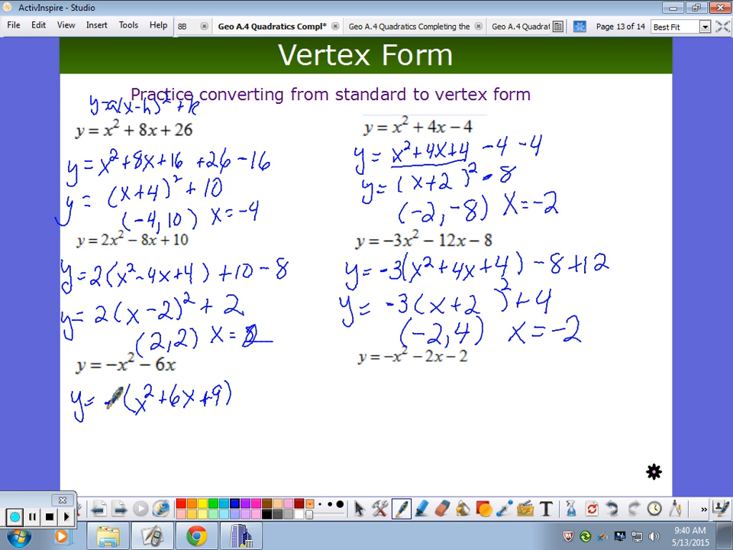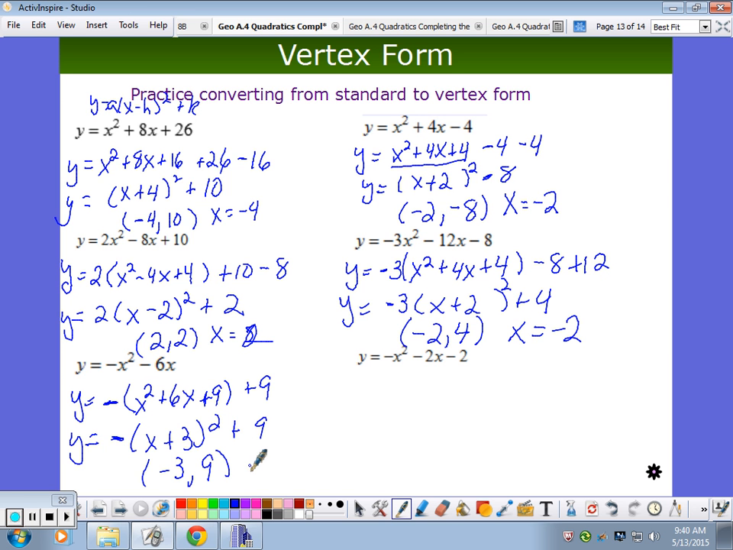Now let's see what I have to do to keep this thing in balance. It's really a -9, isn't it? So what do I have to do? Plus 9. I am not adding 9 twice. There's a negative in front. This is a -9. Plus 9, that's 0. So this becomes negative x plus 3 squared plus 9. What's the vertex?